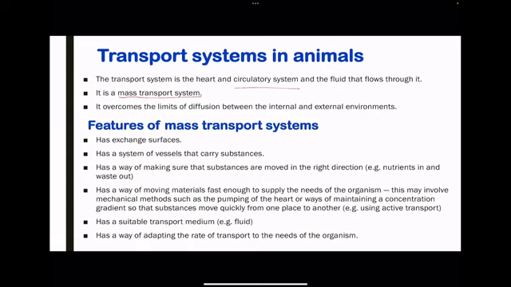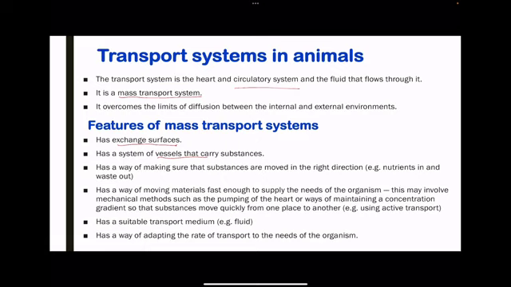Now, for these transport systems in animals, they have specific features that have to be taken into consideration. They should have exchange surfaces. Then these systems should have vessels, and these vessels are going to deliver the substances closer to the organs so that diffusion can efficiently deliver those substances or the nutrients to the cells that require them, as well as the removal of waste from the cells.